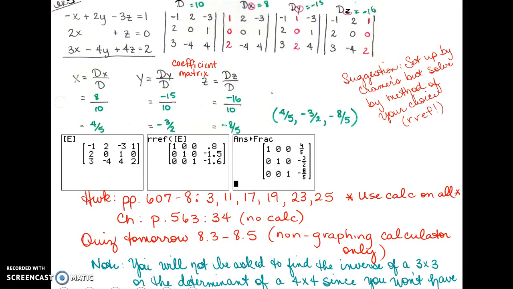And then we have our quiz tomorrow over 8.3 to 8.5. Non-graphing calculator only. We are still doing these by hand on our quiz tomorrow and not doing them on the calculator. Because you're not going to have your graphing calculator, I will not ask you to find the inverse of a 3x3 or the determinant of a 4x4. So that's 2 things you won't have to worry about for the quiz tomorrow. Okay?